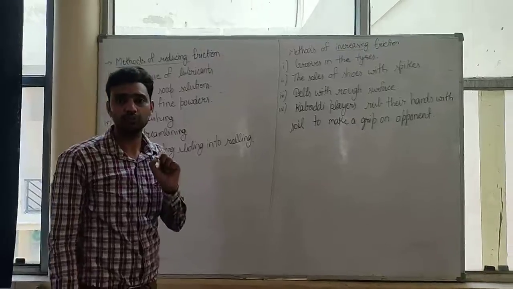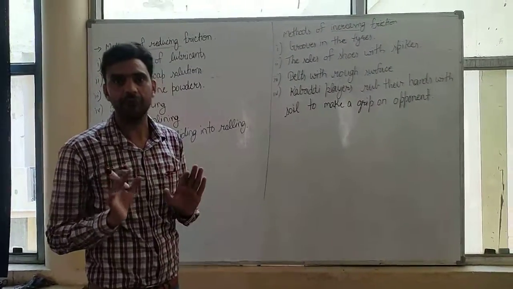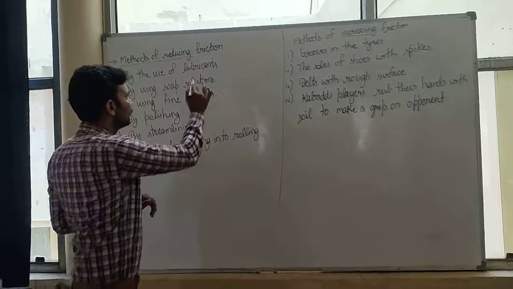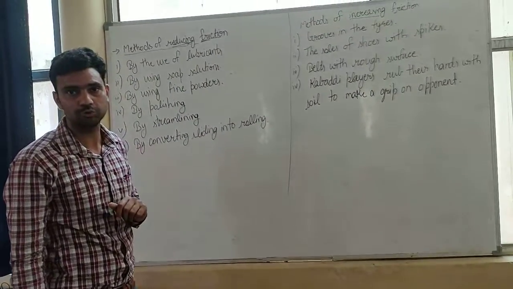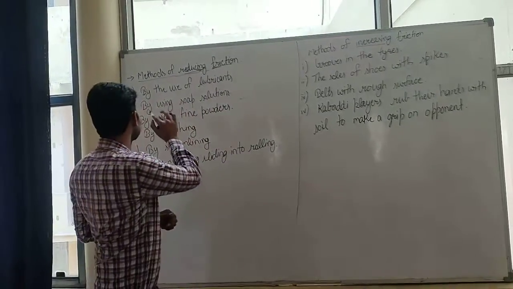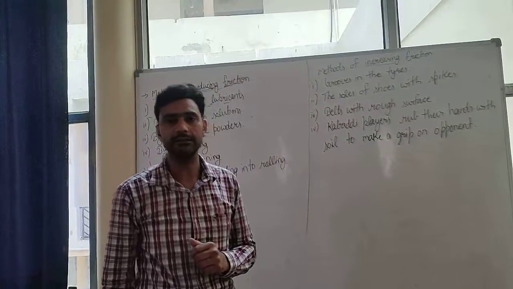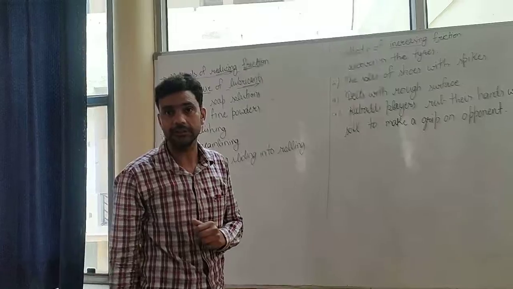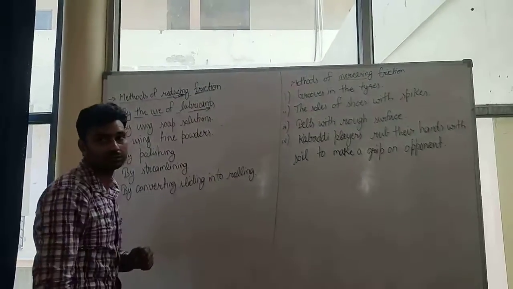The first thing to reduce the friction is to make the surface smooth. If you make the surface smooth in any way, it means you are reducing friction. Now the question is how we can make the surface smooth. First, by the use of lubricants like oil and grease. We can use these things to make the surface smooth, and when the surface becomes smooth, the friction will reduce.